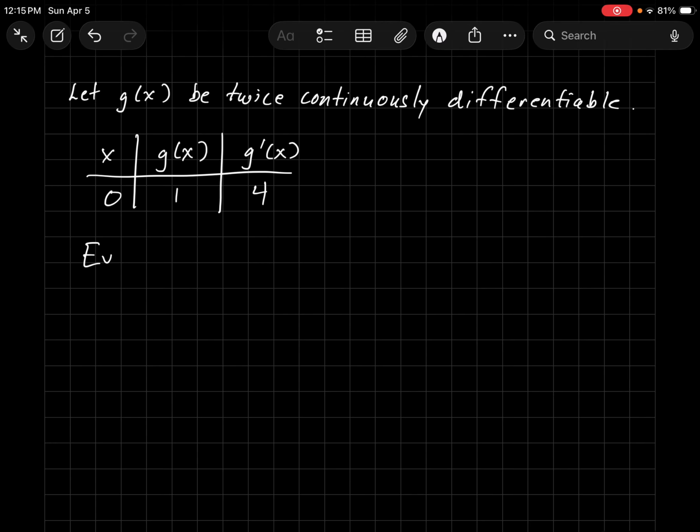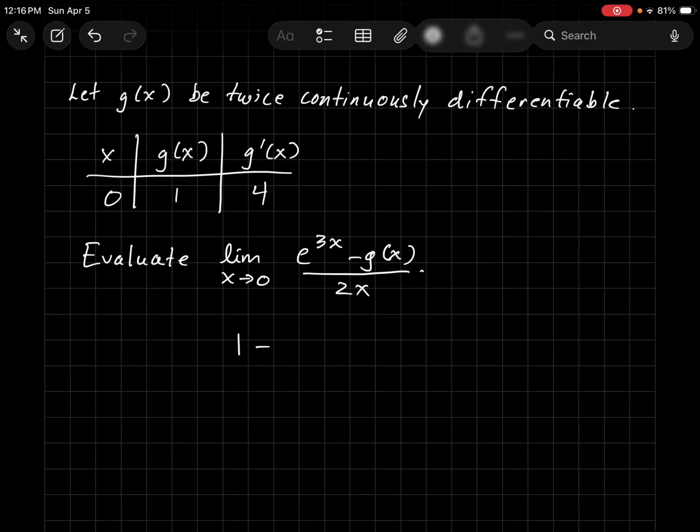And we want to evaluate the following limit. Let's do the limit as x goes to 0 of e to the 3x minus g of x all over 2x. With the limit, of course, we plug in first. We get e to the 0, 1, minus g of 0, 1, over 2 times 0, 0. So our limit is going to 0 over 0, which is indeterminate.